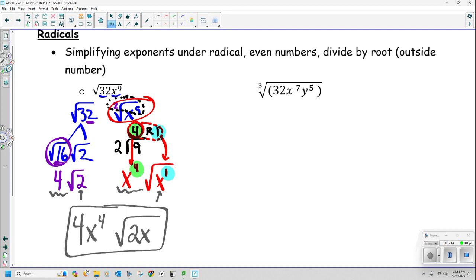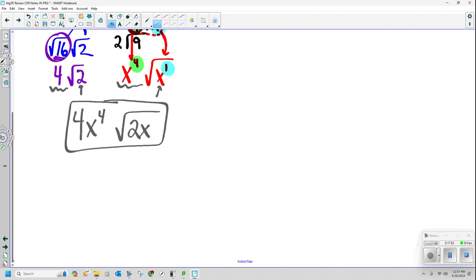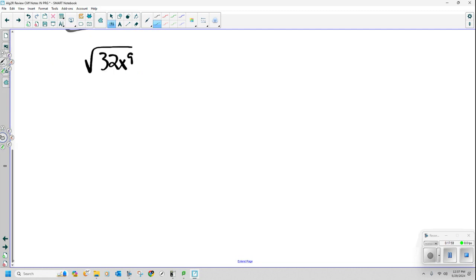So what's the other way? Okay. I'm going to do it off to the right, and then I'm going to erase it. Actually, I'll do it below here. Square root of 32x to the 9th. I'm still going to kind of handle these separately. Okay. Notice this is a square root, so groups of 2.